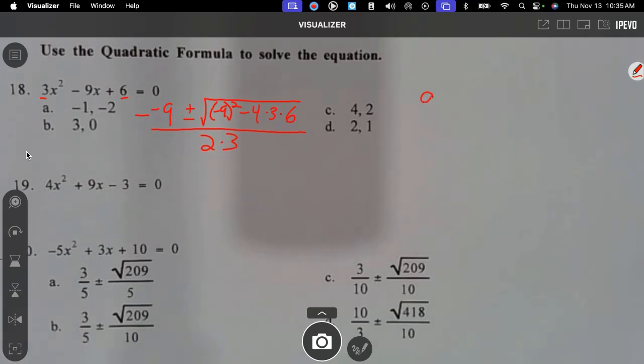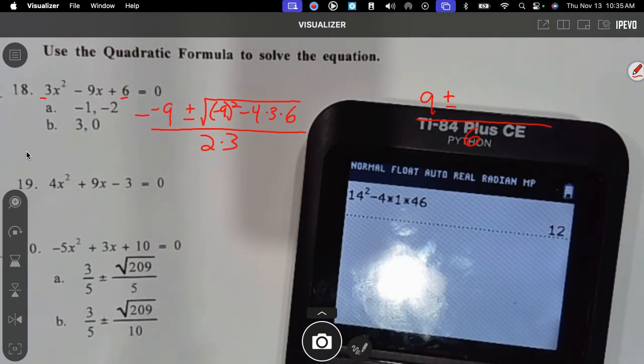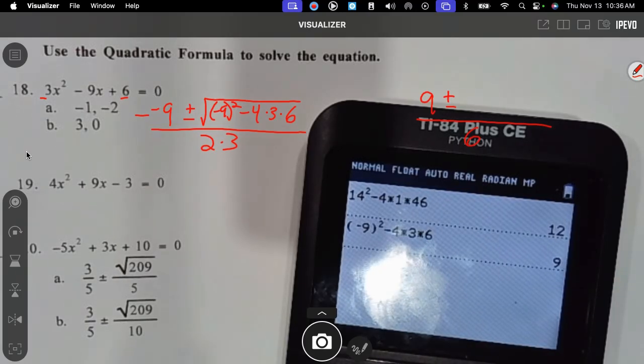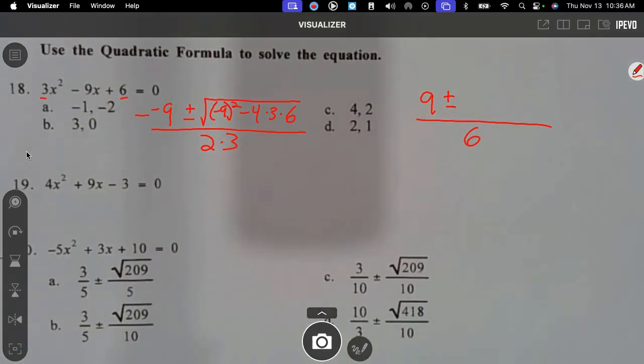So I'm going to put 9 plus or minus, and then my denominator is 6. Is everybody okay with that? Now, I need to figure out what's under that square root. So I will let my calculator do that part for me. I'm going to say negative 9 squared. If you don't put it in parentheses, you just screwed up. Minus 4 times 3 times 6. And it's 9. The square root of 9. Is everybody okay with that? Do you know the square root of 9? 3. So I've got 9 plus or minus 3 over 6.